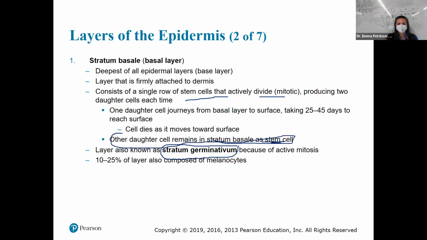So you'll have a stem cell, it'll divide. 1 will become a stem cell again, like its parent. The other one is going to leave. It's going to say, bye, see you later. And it's going to go to the surface and it'll die off. There's also about 10 to 25% of this layer that's composed of melanocytes. This is where melanocytes can live as well.